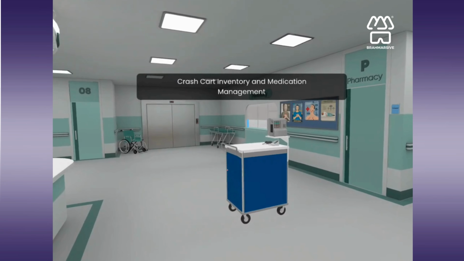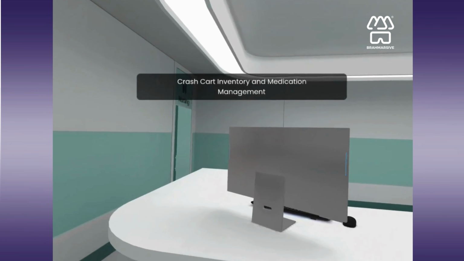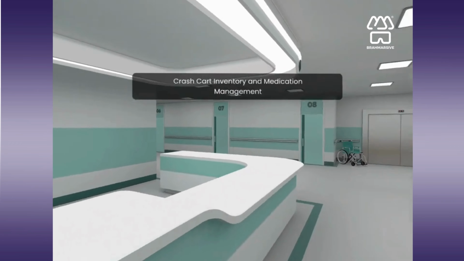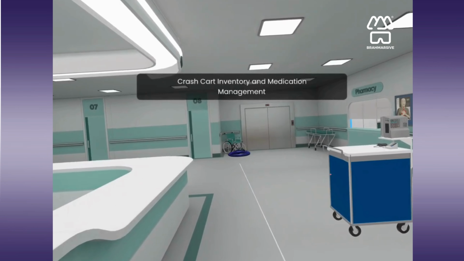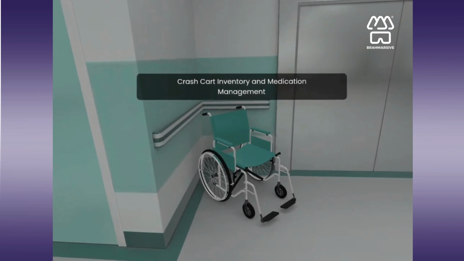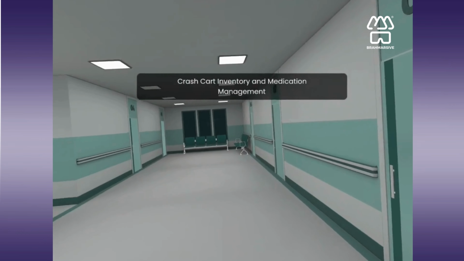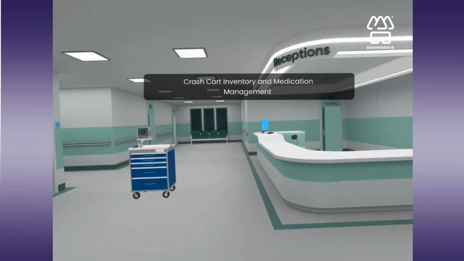You are about to explore the crash cart inventory and medication management. You will explore the various components of the crash cart, including the medications and equipment, inventory management, restocking procedures, and regular frequency checks to ensure the crash cart is always prepared for emergencies. Select Launch to begin the experience.